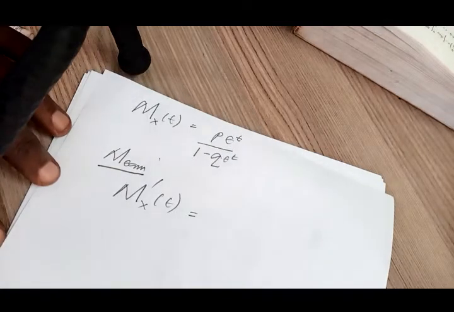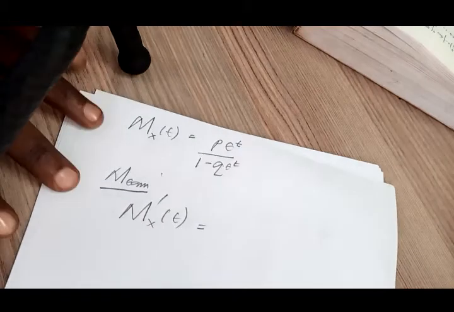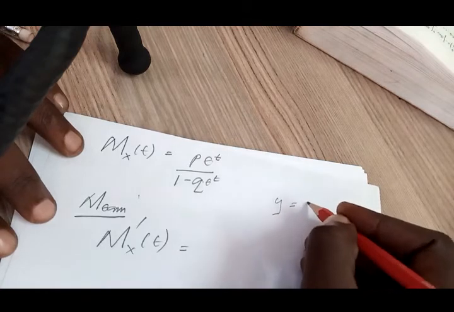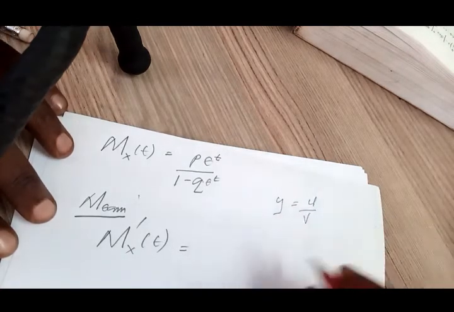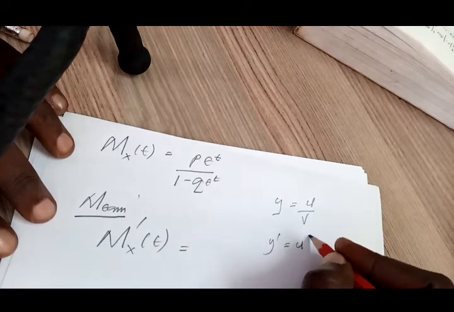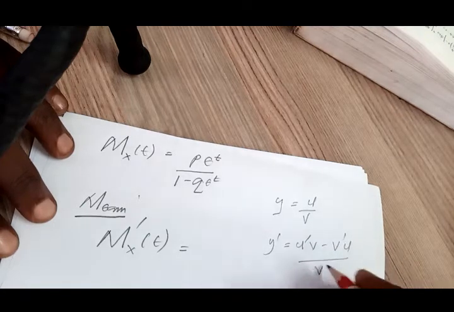So now if we have this one and then we find the first derivative, I know you are familiar with the quotient rule, that if I give you the value y to be equal to u over v, then y prime is going to be u prime v minus v prime u over v squared.